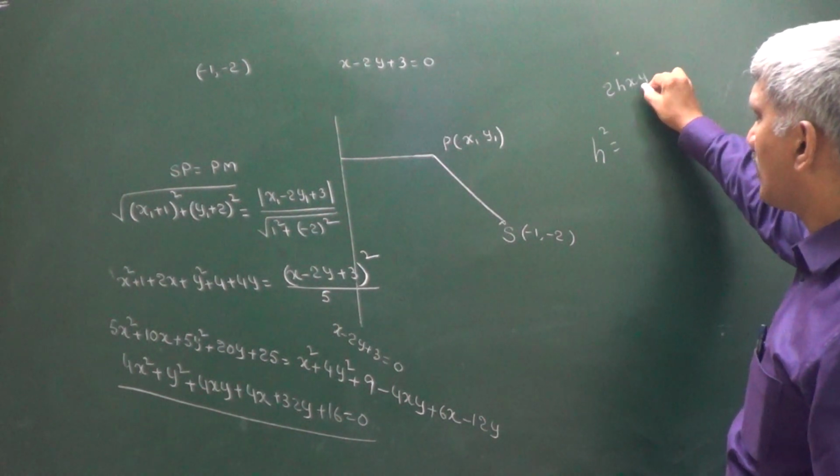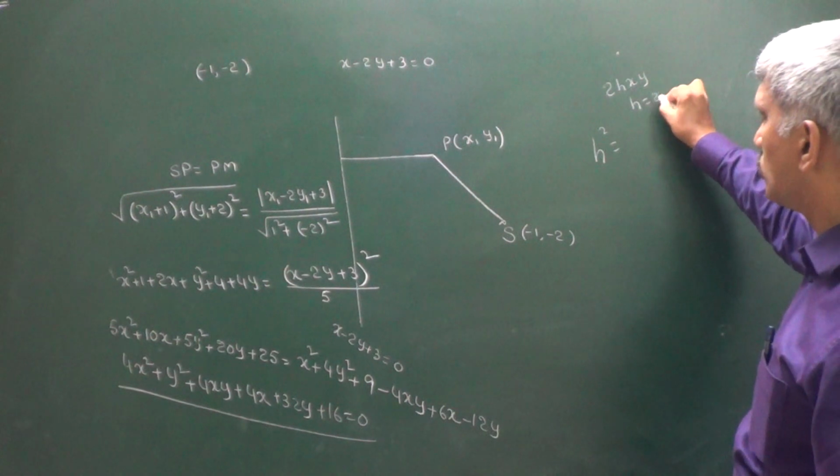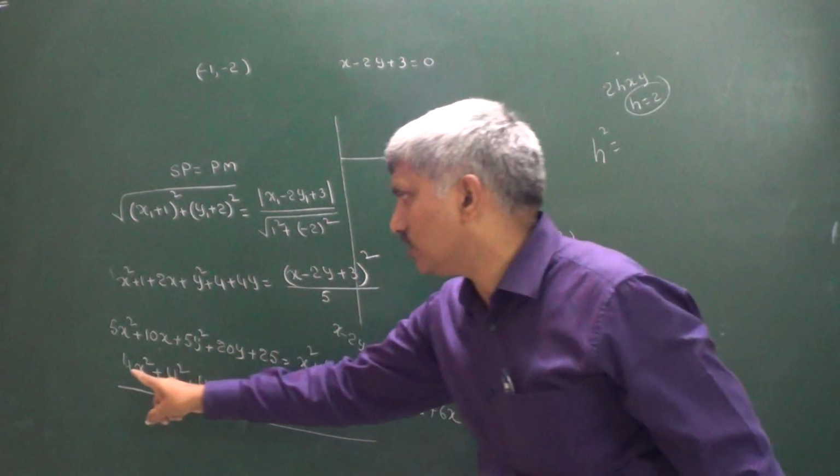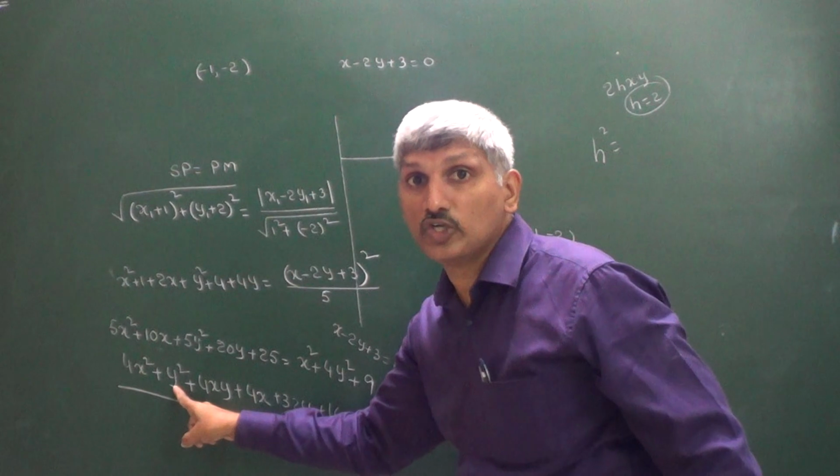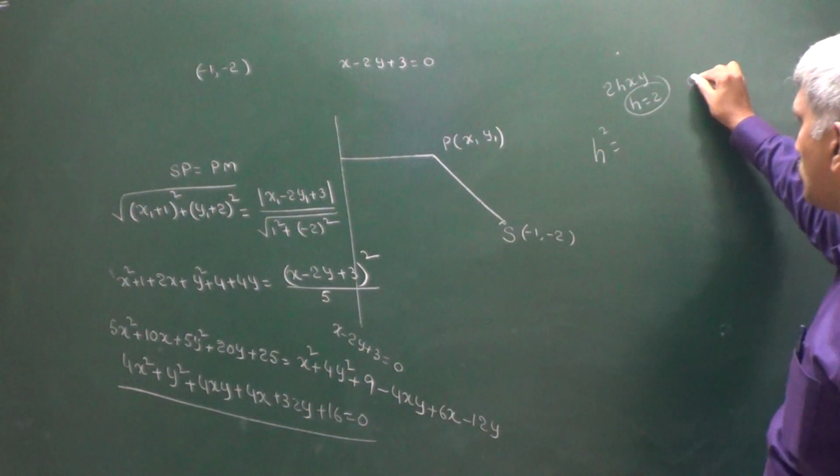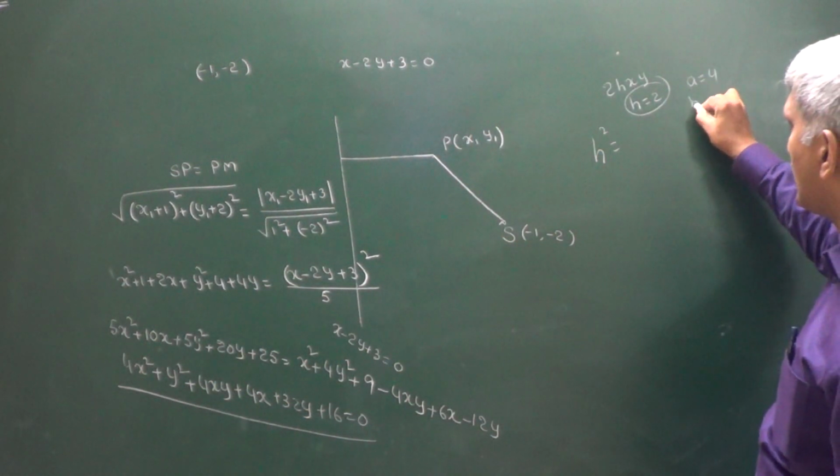2hxy. What is h value? h is equal to 2. Come on, tell me, what is a value? 4. What is b value? 1. a is equal to 4. b is equal to 1.